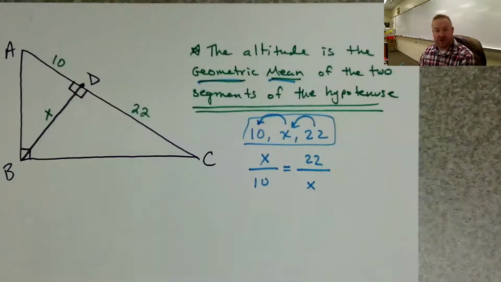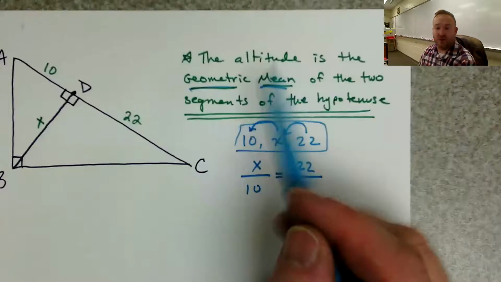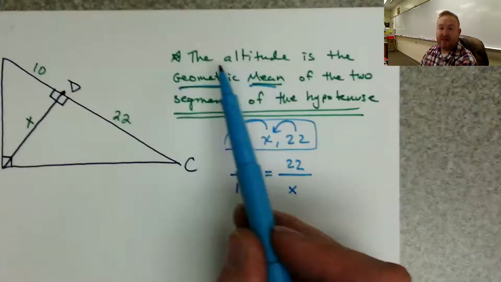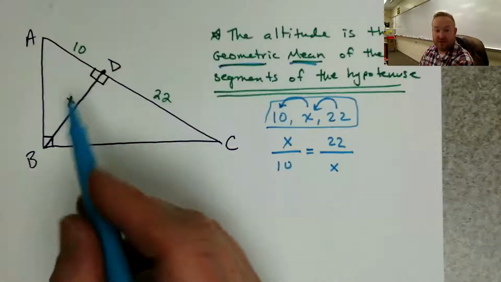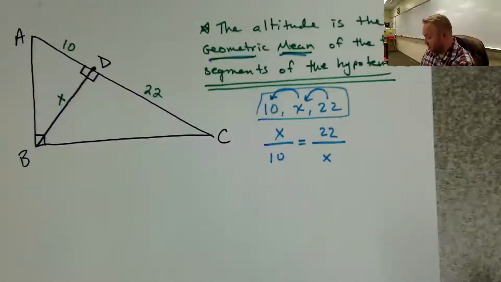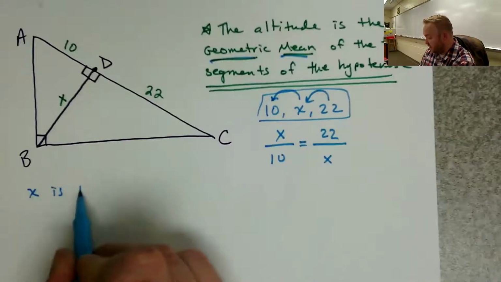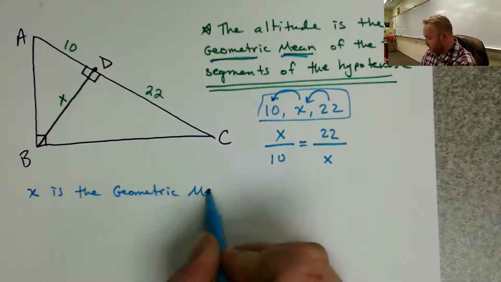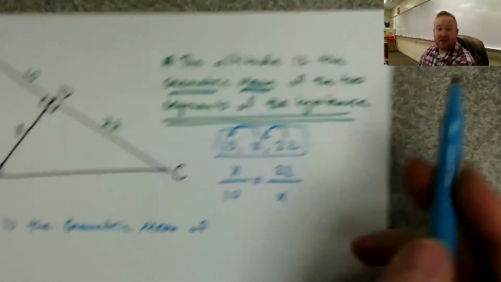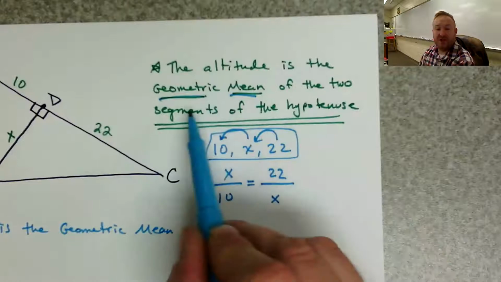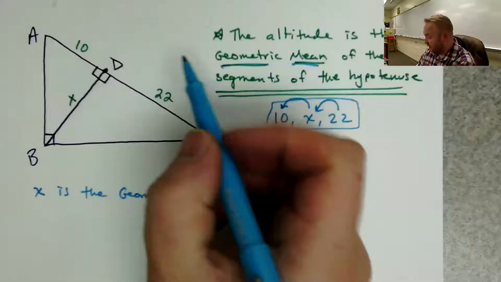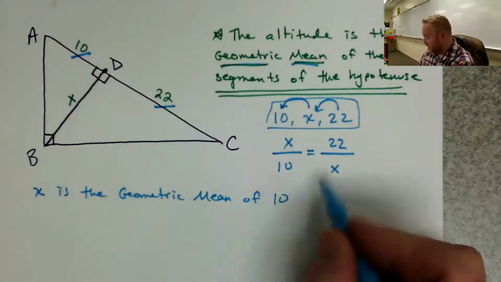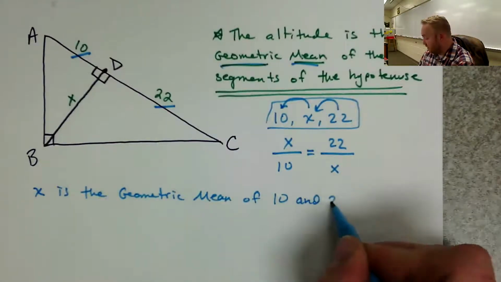Now, something I probably should have done ahead of time is to rewrite this sentence using the pieces here. So it says the altitude is the geometric mean. So here X is the altitude. So I'll say X is the geometric mean of, so altitude is the geometric mean of the two segments of the hypotenuse, and those two segments are 10 and 22. So X is the geometric mean of 10 and 22.